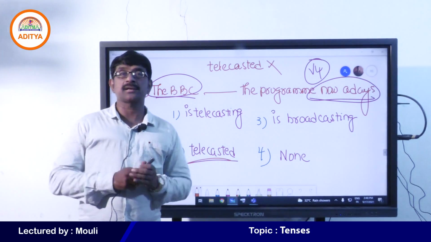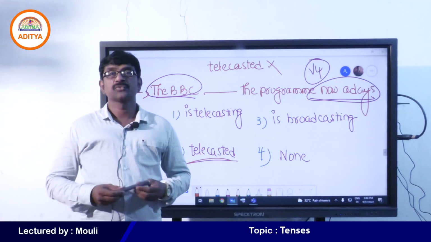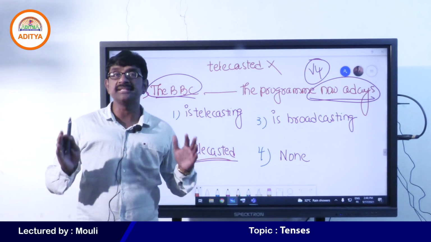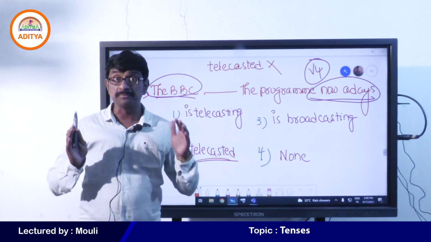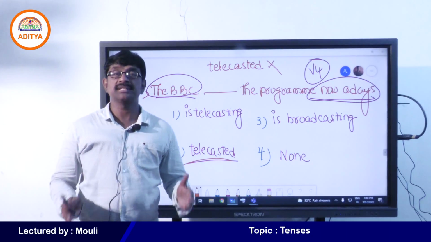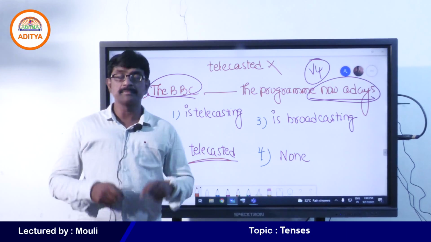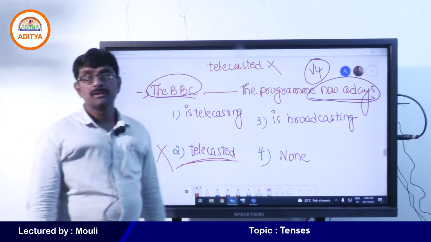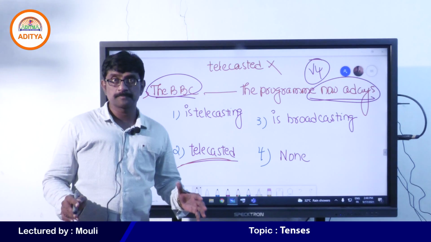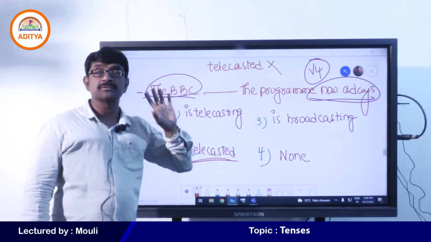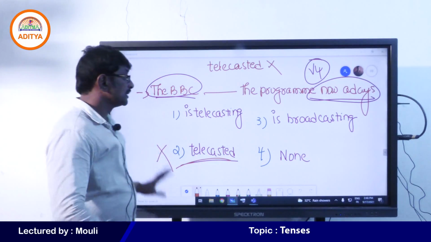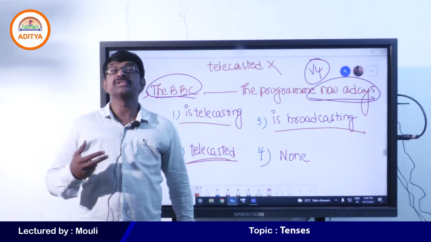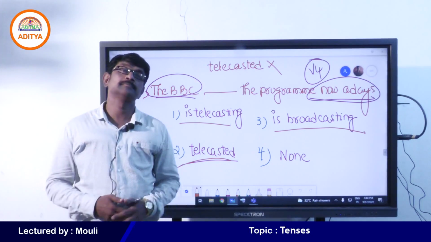Cast, C-A-S-T, means to throw something. C-O-S-T, cost, cost, cost. These words do not have any ed at the end. Please remember that. These words never get any ed at the end. Now look at this question. The BBC dash the program nowadays. If we write like this, nowadays tells that we must choose V4. So there are two V4s. Which is the better one in your case?